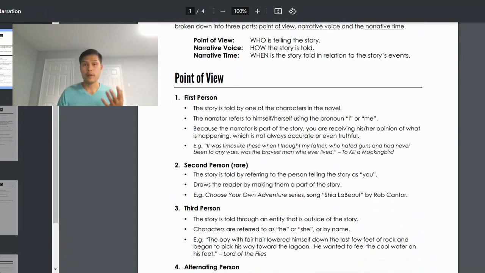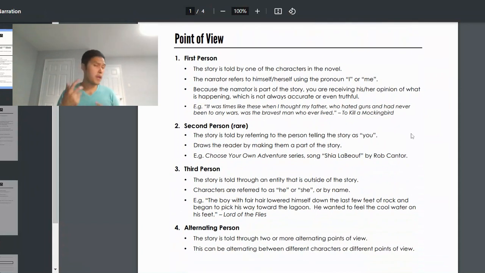So if you look here, first one, point of view. This is what you're maybe familiar with, first person, second person, third person. So first person, the story is told by one of the characters in the novel. The narrator refers to himself or herself using the pronoun I or me. Because the narrator is part of the story, you are receiving his or her opinion of what is happening, which is not always accurate or even truthful. So sometimes you have a character in the novel that's actually lying, but they're telling you that story. So sometimes it makes it difficult for us, the readers, to figure out how much do we believe the story.